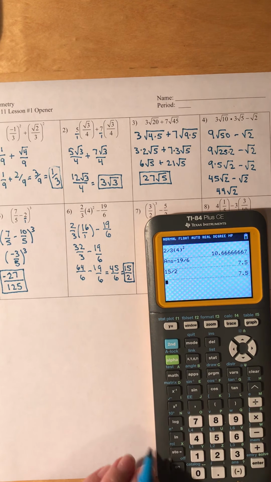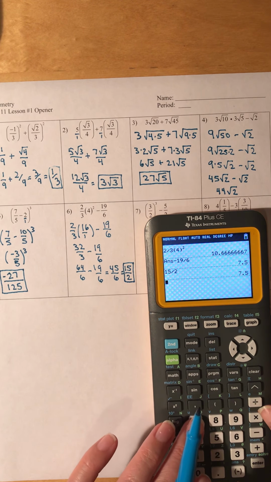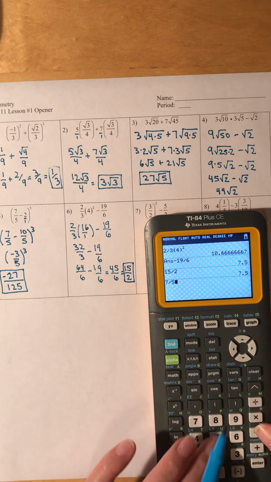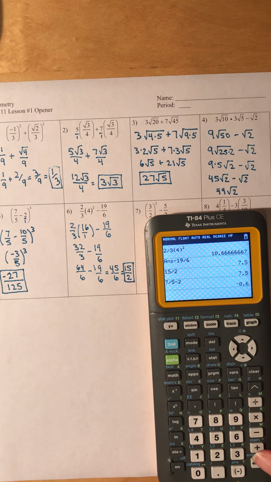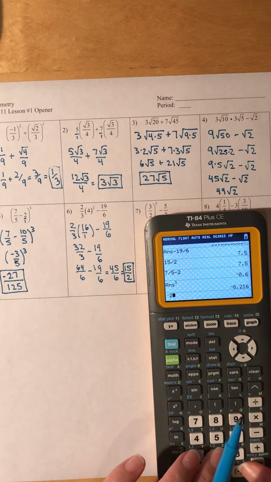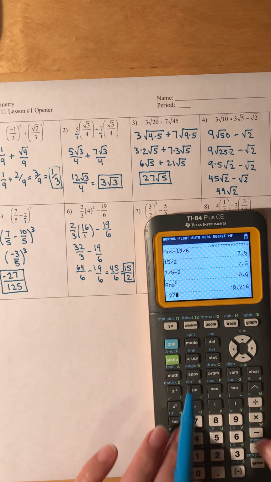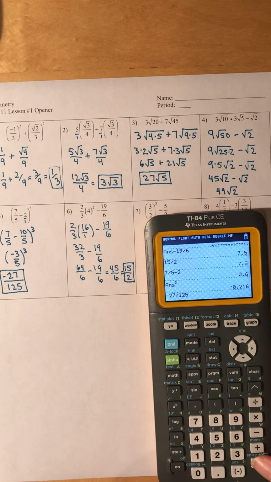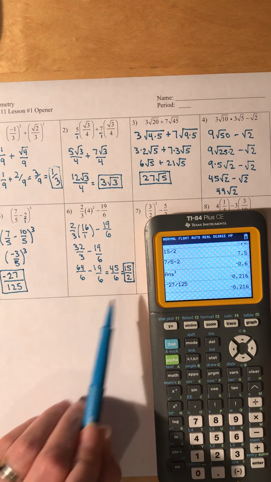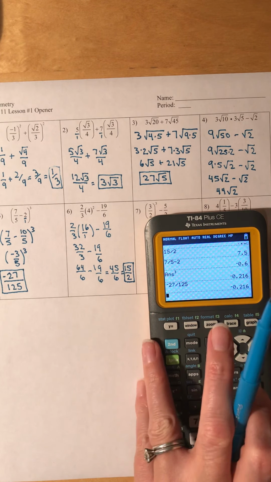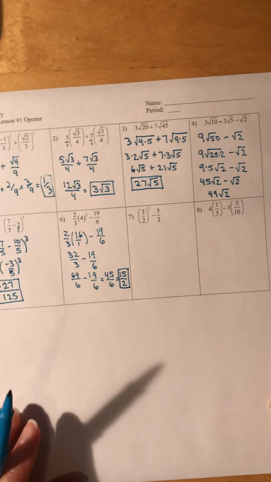I could check my answer on 7/5 minus 2 by doing 7/5 minus 2, getting that answer, and raising it to the 3rd power. And there's that decimal, and then if I do negative 27 divided by 125, I get the same decimal. So I know that these answers are right, even though the calculator doesn't easily give me the fraction answer. All right, moving on.